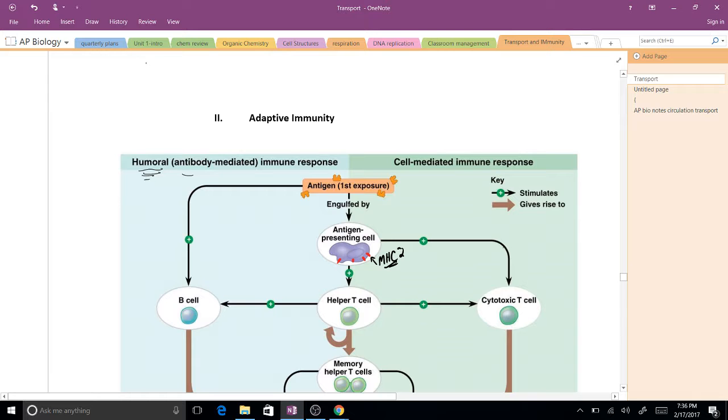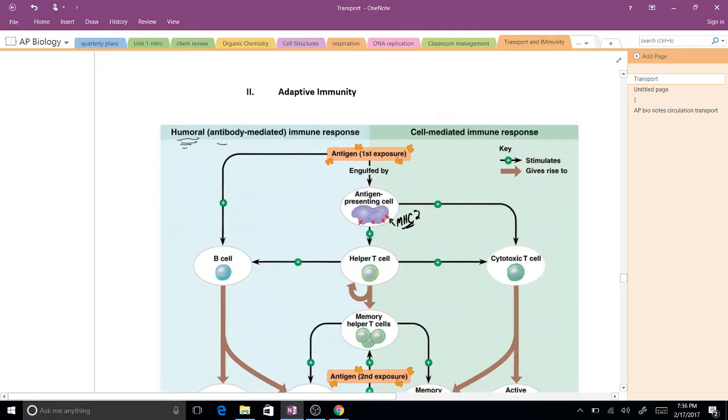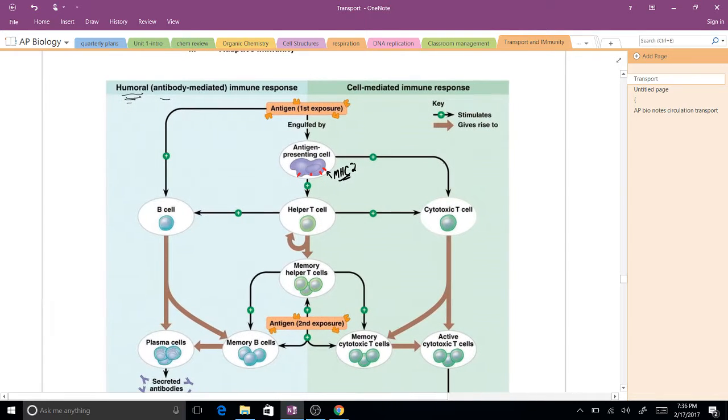Now, this gets complicated pretty fast, so I put at the beginning of this section this nice overview of the adaptive immunity. Over here on the left, we see the humoral mediated immune response, antibody mediated. And then on the right, we see the cell mediated immune response. It is a really nice chart. You just have to follow it.